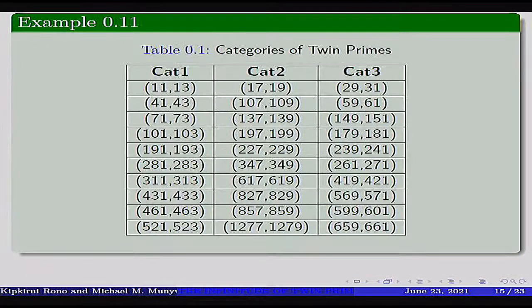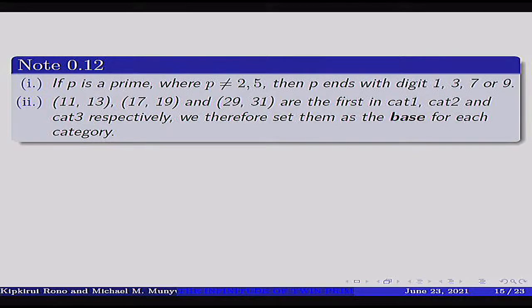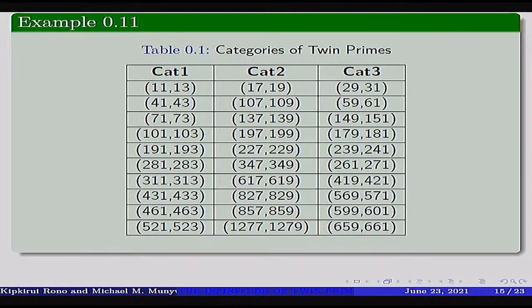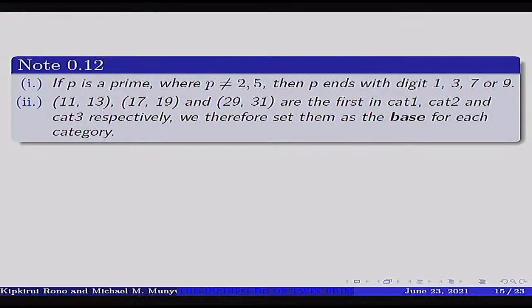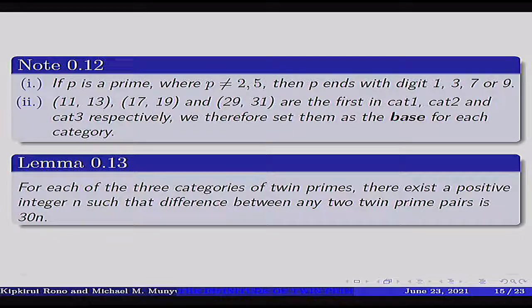So we have a table here: category 1, category 2, and category 3. All twin primes fit into this table. There are those in category 1, those in category 2, and the others in category 3. I don't have to go through that. Lemma.